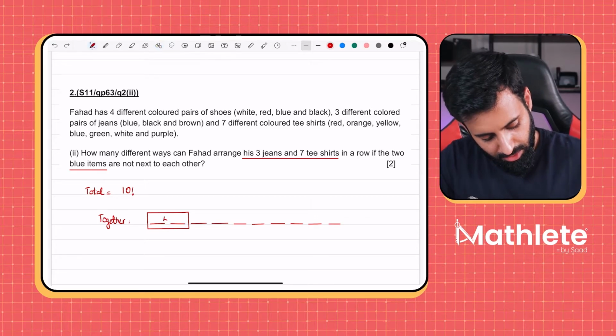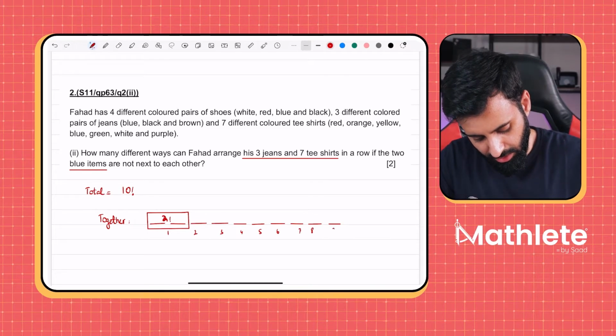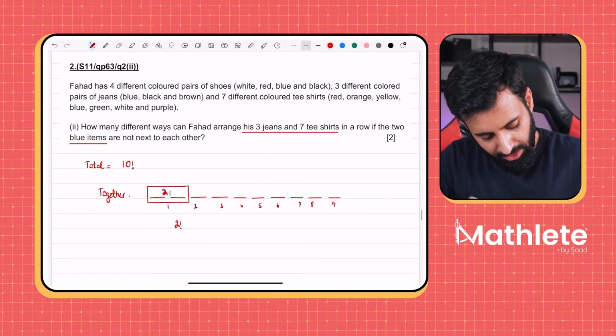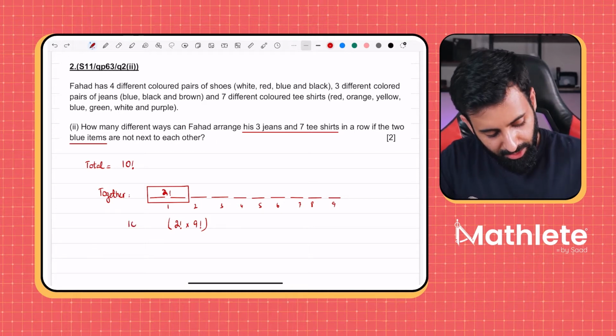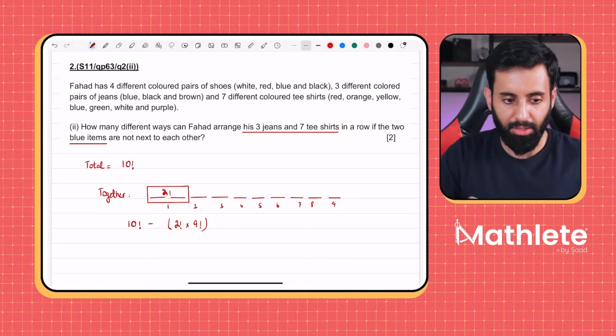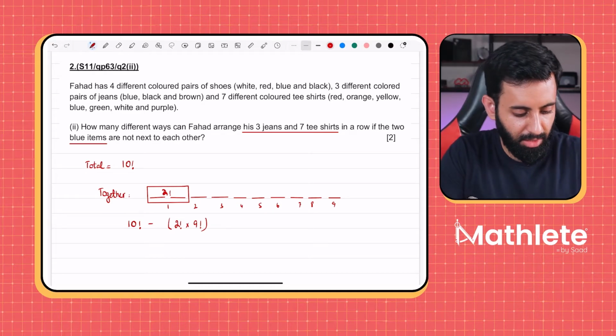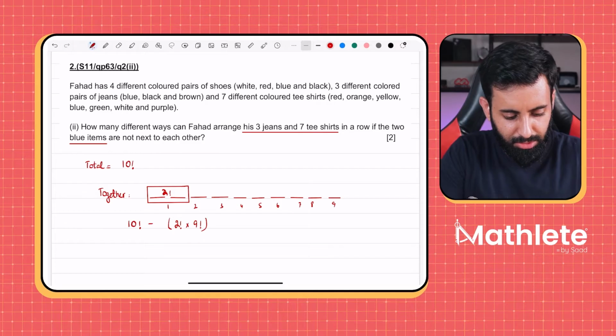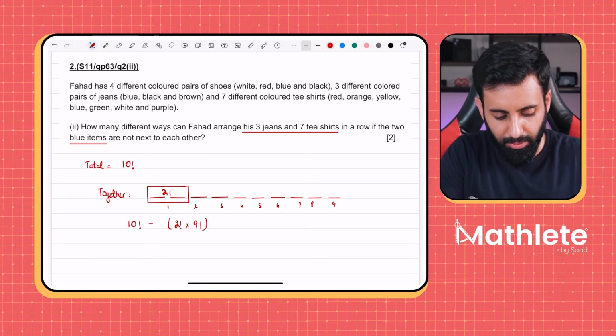Now what about the rest? Let's write this again. 2 factorial into 1, 2, 3, 4, 5, 6, 7, 8, 9. So the number of ways that they can be together is 2 factorial into 9 factorial. And if I want to find out the number of ways that they should not be together, we'll have to subtract that from 10 factorial. So let's work this out, see what we get. 10 factorial minus, in a bracket, 2 factorial, which is as good as 2, so you don't have to write factorial after 2, multiplied by 9 factorial.